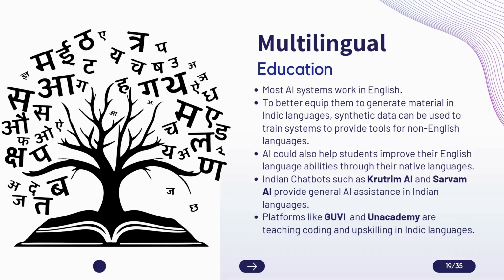Apart from this, AI could also help students improve their English language abilities through their native languages. Indian chatbots such as Krutrim AI and Sarvam provide general AI assistance in Indian languages. There are also platforms like Guvi and Unacademy that are teaching coding and upskilling in Indian languages.